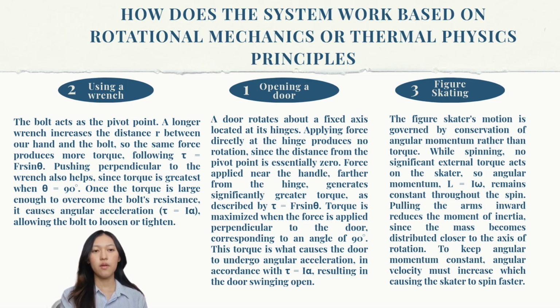The third example is figure skating. It's a little different from the first and second examples. It's not really about torque, but more about conservation of angular momentum. When a skater spins, there's basically no external torque acting on them, so the angular momentum stays constant, which can be described by the formula L equals I omega. When they pull their arms in, their mass is closer to the axis, which lowers their moment of inertia. Since angular momentum has to stay the same, the spin speed has to go up to compensate. That's why pulling the arms in makes them spin faster.